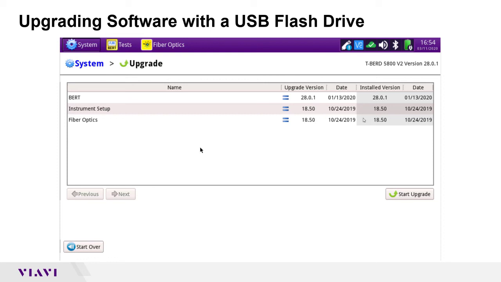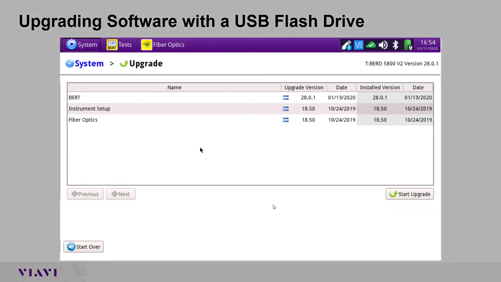Since my unit is already upgraded, I will not go through this with you, but if you want to complete the upgrade, all you have to do is select the Start Upgrade button, and then the upgrade will be performed and the unit will reboot. After that, you would be all new with the latest and greatest release of the 5800.